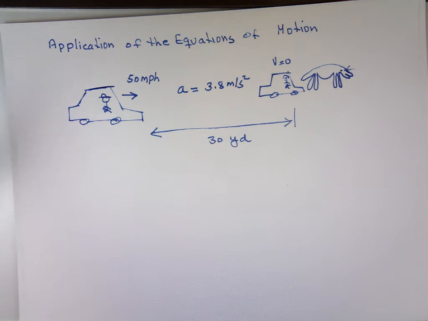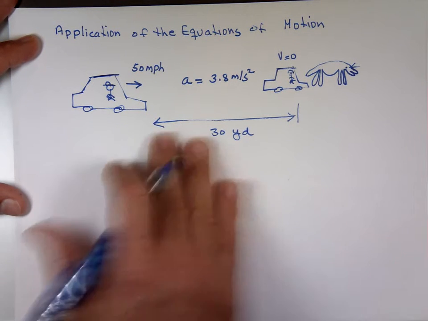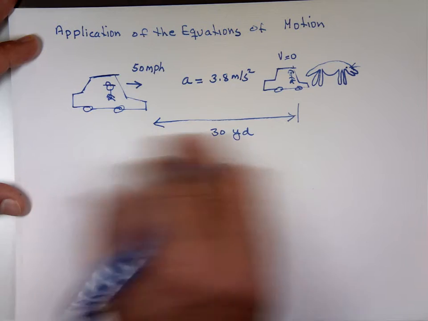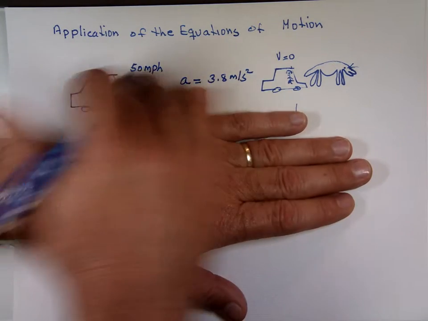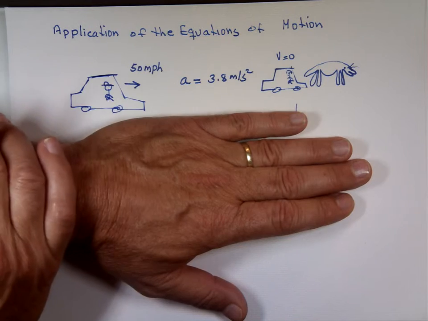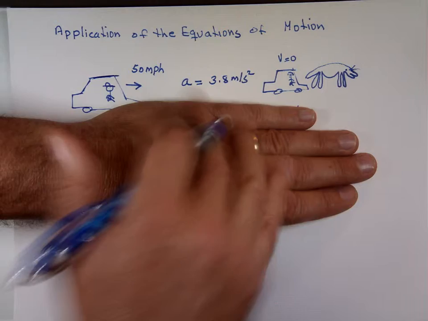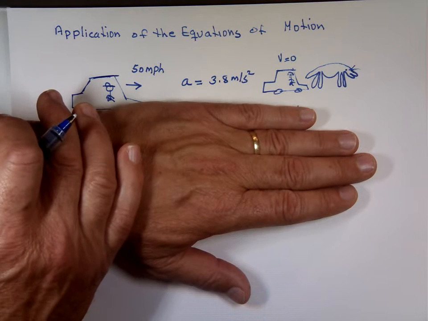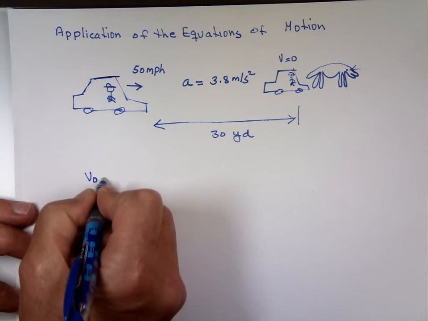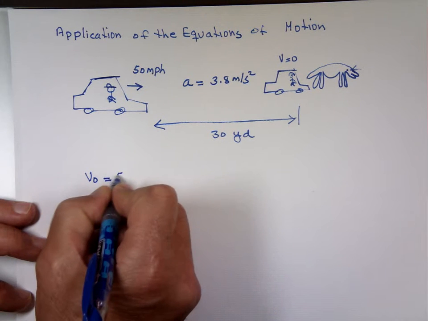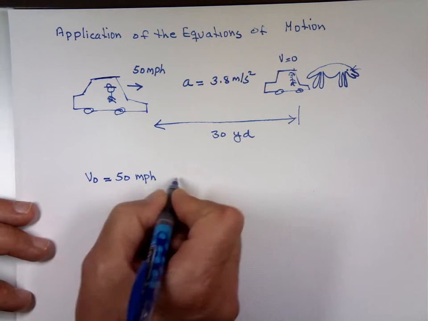So let's look and see what we know. All we know is the deer is 30 yards away. I don't care about that. I want to know how long, distance-wise, it would take the car to come to a complete stop. If that distance is less than 30 yards, the deer is safe. If it's more than 30 yards, you hit it. So what do we know? We know the initial velocity, which is 50 miles per hour. Well, that doesn't help me. I need to convert that.